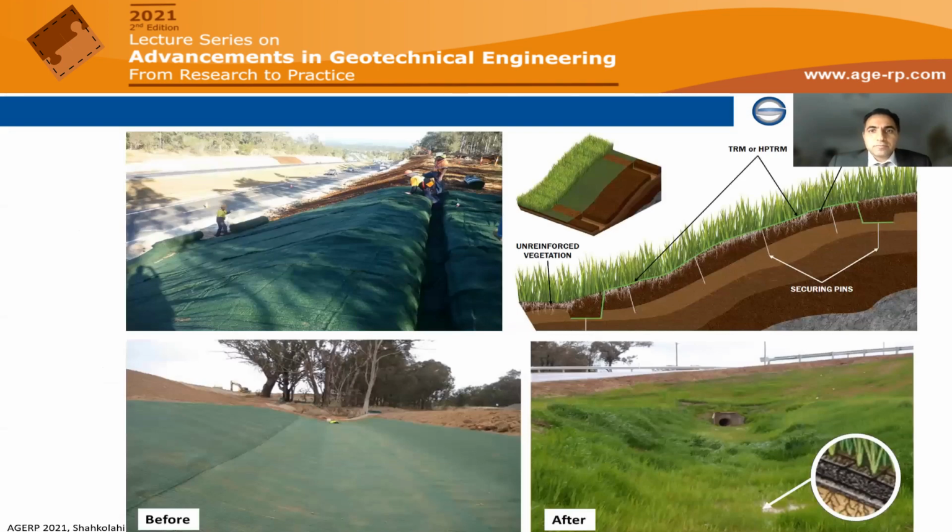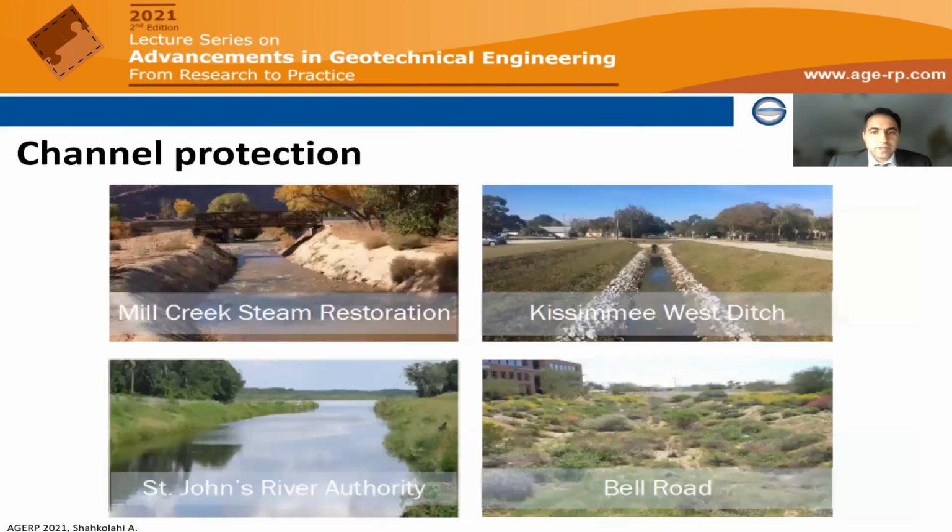They are very easy to use. As you can see, it's just rolled out like a blanket and pinned, and vegetation grows through it, and it looks like natural vegetation after it's vegetated. So it's like natural vegetation, but reinforced.